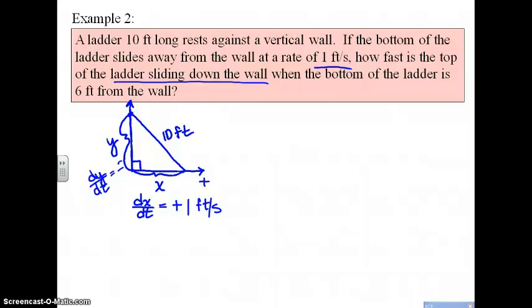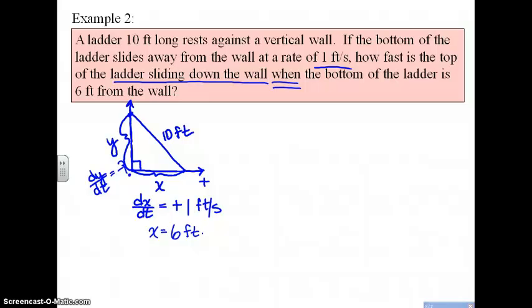And that's what it's after. How fast is it sliding down the wall? So there's my question mark. And it wants to know it at one specific time, when the bottom of the ladder is 6 feet from the wall. So it wants to know it specifically when x is 6 feet. So there's all the information, using really good notation, that I get from the words in this related rates problem.